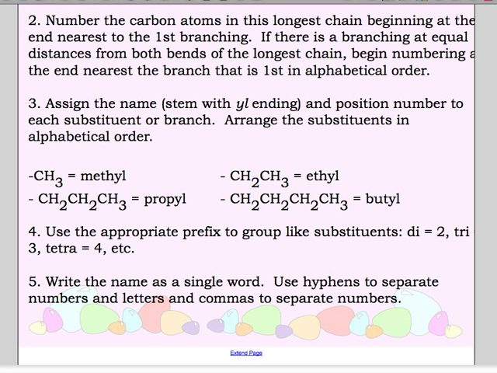The second thing you're going to do is number your carbon chain, and you're going to number it towards the end that has the first branch, and that just means something hanging off of it, not a hydrogen, but another carbon or something. If there's branching at equal distance, then you go with the first one in alphabetical order. And then if you have things hanging off of it, you follow this naming.